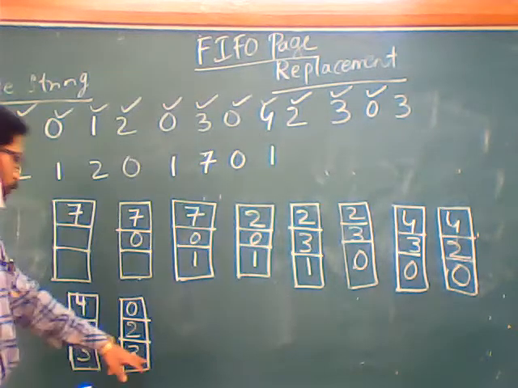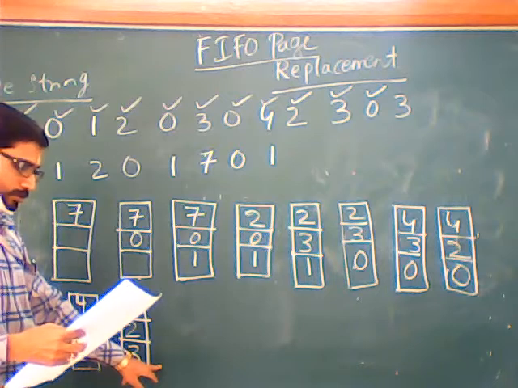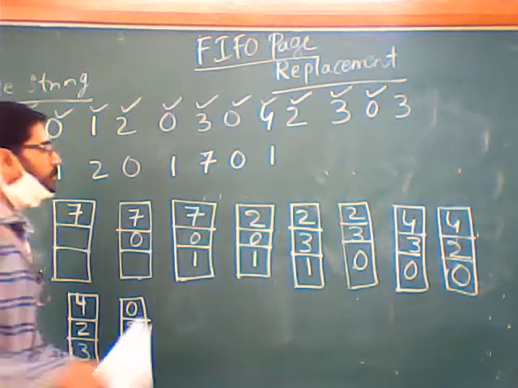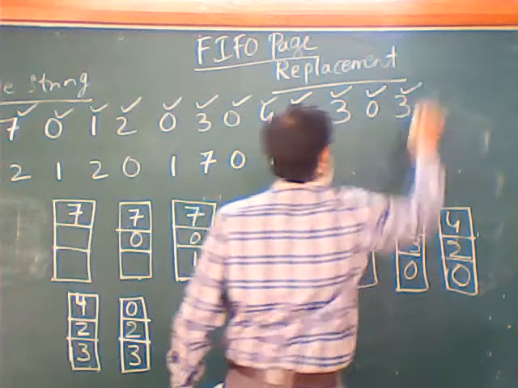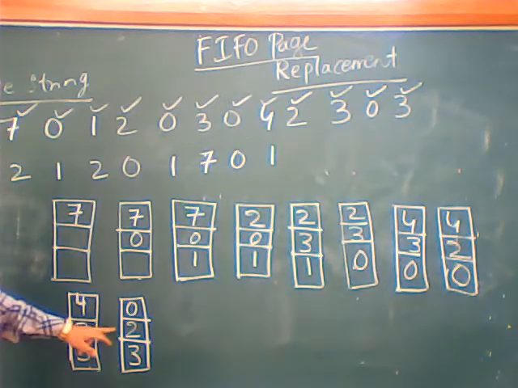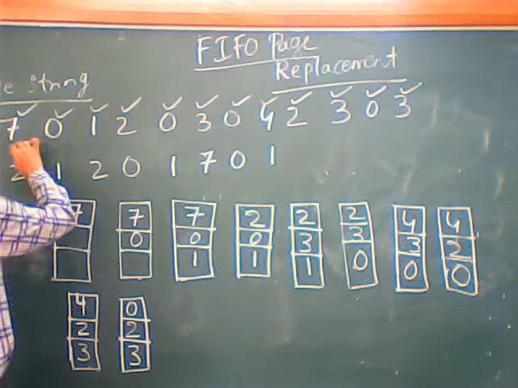Next, we want 3. Is 3 already present? Yes. So there is no page fault. We are done with this. Take up the next one. 2. Is 2 present? Yes. 2 is already available, no page fault.